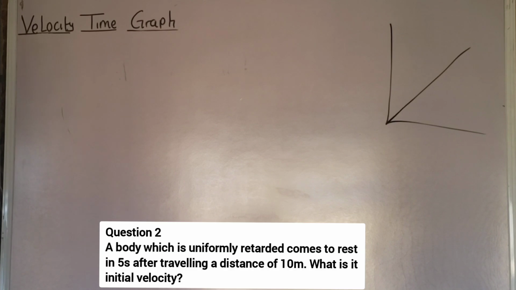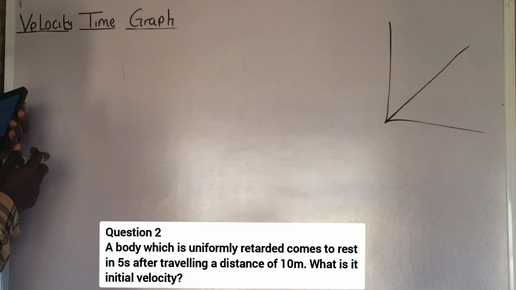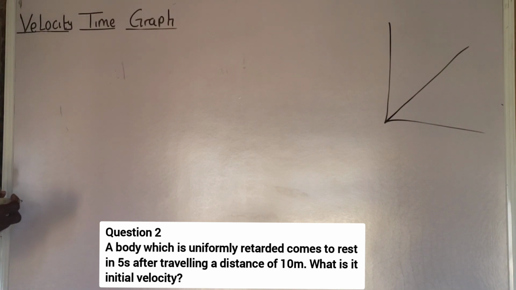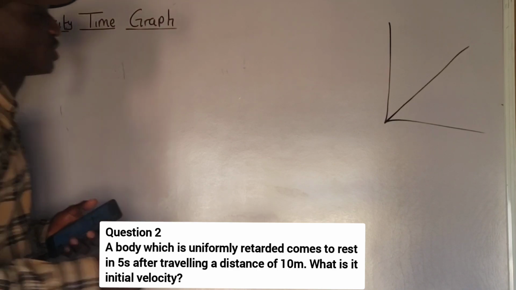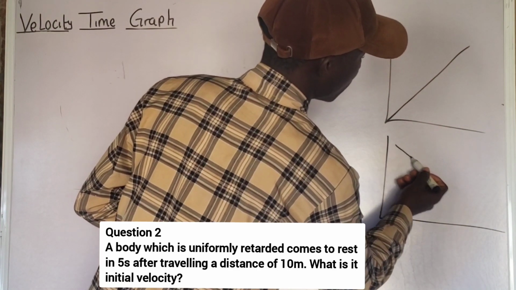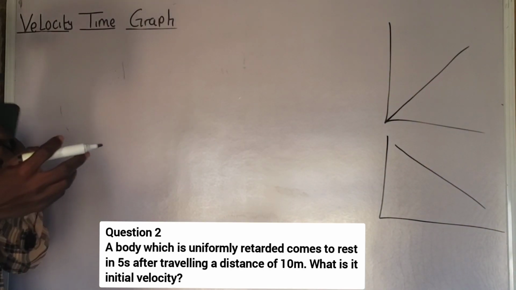Okay? Let's have the second question. A body which is uniformly retarded comes to rest in 5 seconds after traveling a distance of 10 meters. What is its initial velocity? Okay, let's draw the velocity time graph. Don't forget that in our previous class, I told you that when a body comes to rest, the velocity time graph will look like this.